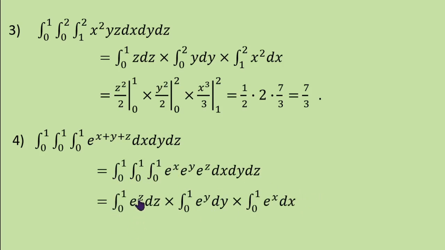E power z integral with respect to z is e power z. E power y integral with respect to y is e power y. E power x integral with respect to x is e power x. And all the limits are the same. That means 0 to 1, 0 to 1, 0 to 1. Upper limit is 1 means it becomes e power 1 which is e, minus e power 0 which is 1, so e minus 1, e minus 1, e minus 1, and hence it is e minus 1 whole cube. One more example.